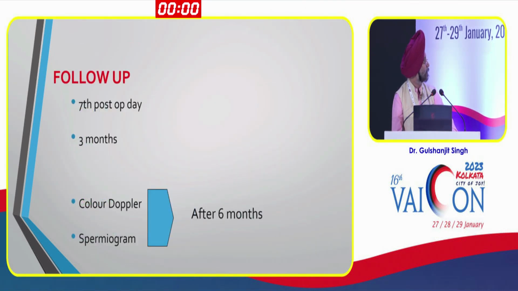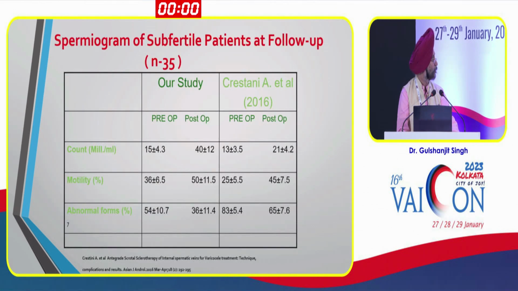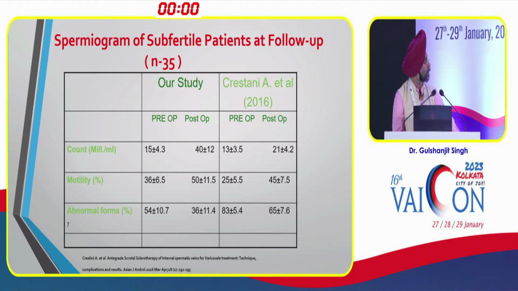Follow-up was done at the 7th post-op day and at 3 months, and color Doppler and spermiogram were repeated after 6 months of the procedure. The spermiogram chart shows that the preoperative count was low but increased after the procedure. Motility improved, and abnormal forms of sperm decreased after the procedure, and the results were comparable with other studies.